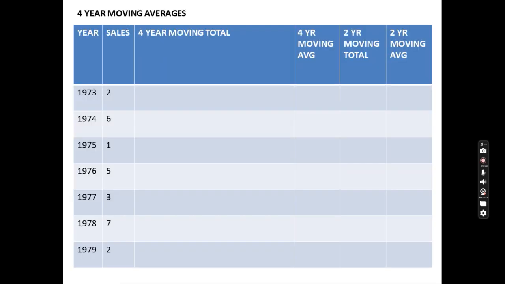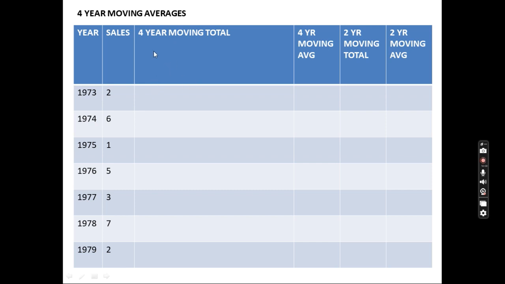Next we are going to the 4-year moving average concept. This is a very important concept. Most of the students have doubts in 4-year moving averages. In the 4-year moving average, you'll get 2 more extra columns. Why we are getting 2 more extra columns, that I'm going to explain.